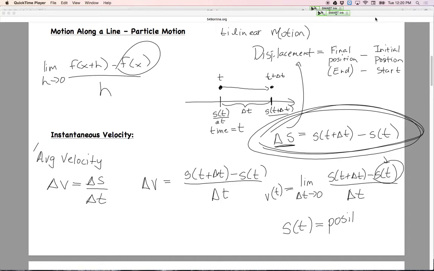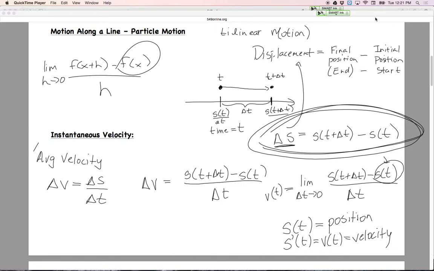If s of t is position, if you want to find velocity, what do you need to do? Find the derivative of position. The derivative of position is velocity. Spoiler. Okay? So, the derivative of position. Now, this makes sense to me. Like, totally makes sense. Watch.